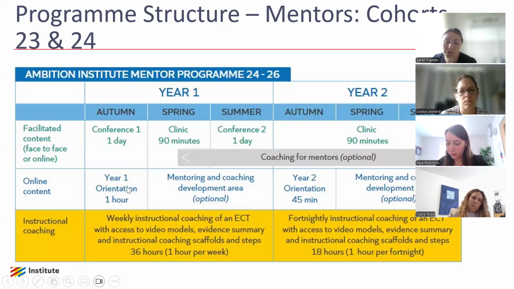Mentors also have access to lots of different resources on Step Lab. They've got their orientation in year 1 and year 2, and then they have this mentoring and coaching development area, which is also optional, but it's there for them if they need it. They also have access to everything that the ECT has access to. It's optional for them to watch the videos and the examples, but I would encourage it, because it means that they get a good understanding of what it is that the ECT is studying.